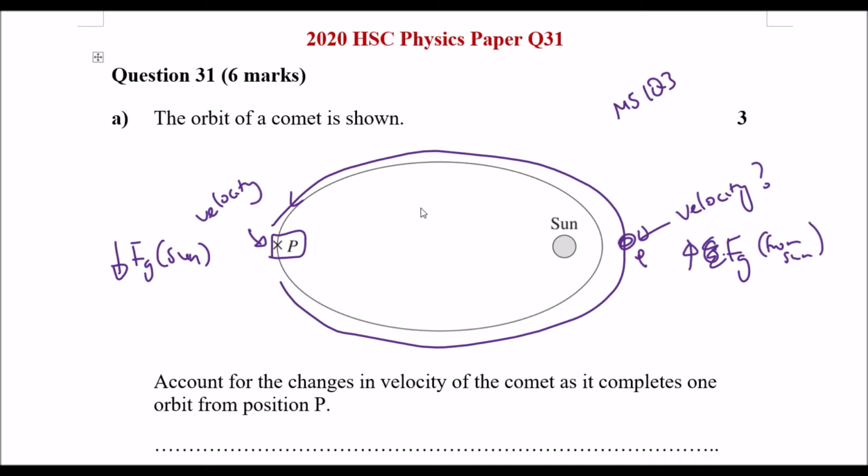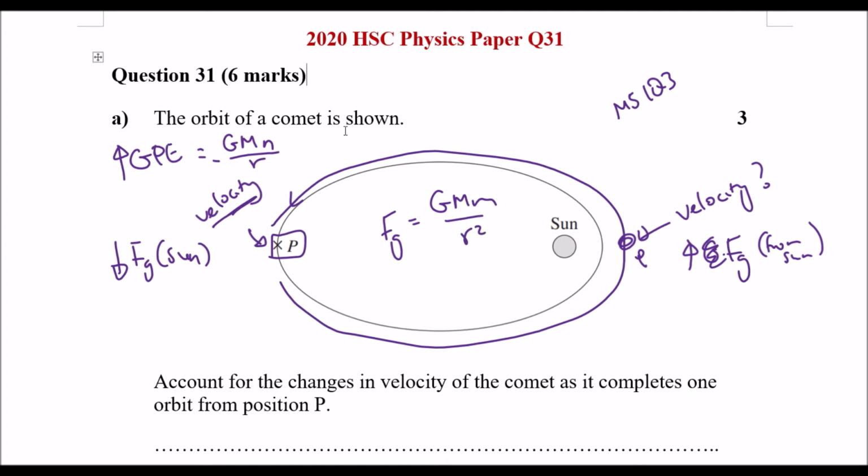You can also look at this in terms of conservation of energy. So on this position here, P, its gravitational potential energy is quite high. If you recall, gravitational potential energy is expressed as the following formula: negative GMm over r. We also know that gravitational force is expressed in the following formula: GMm over r squared.